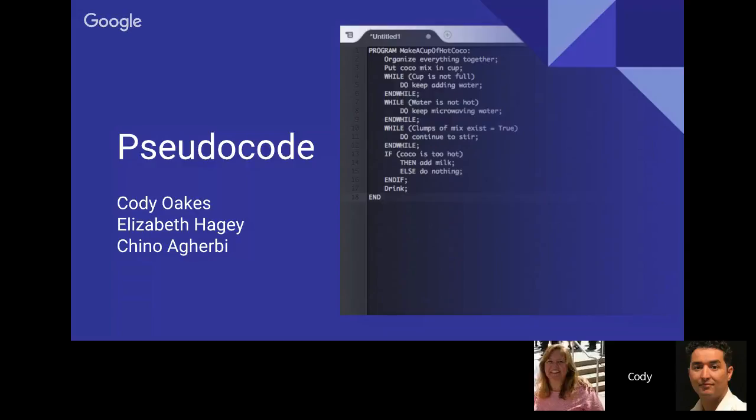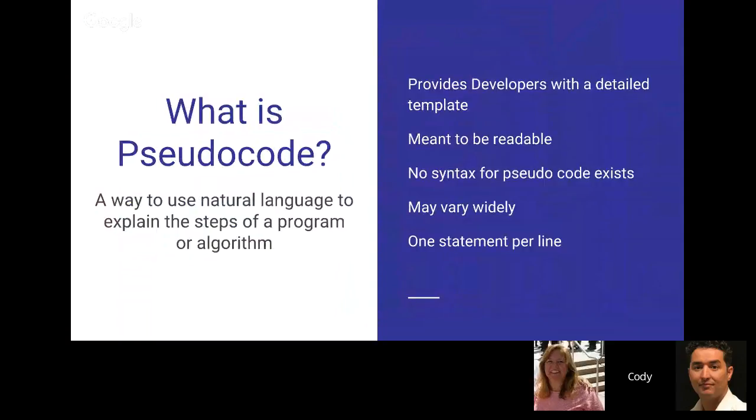Throughout the course of this presentation, we're going to talk a little bit about what pseudocode is, some of the advantages that it presents, as well as some of the disadvantages, and we'll end with a recommendation of where and when pseudocode should be used and how it can be used in our project. So here's Liz with what pseudocode is.